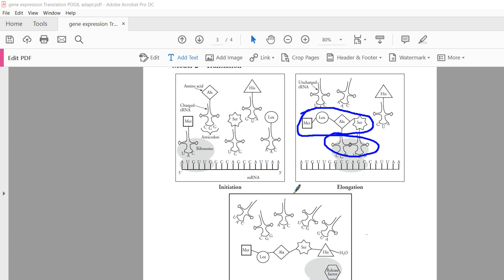The third and final step that we have is termination, and when we reach a stop codon, the various pieces that came together in initiation are now released in termination. So we see the tRNA molecules up here are no longer attached. The amino acid chain, the polypeptide, is no longer attached to the tRNA. All the pieces have separated, and they can be used again to make new proteins in the future.